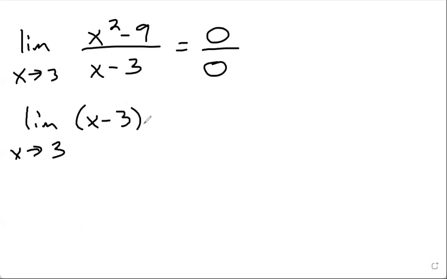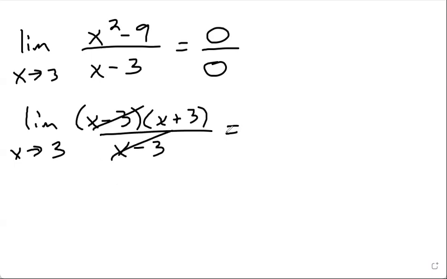So the top is a difference of squares, x minus 3 times x plus 3. The bottom is just x minus 3. Once you reduce, you plug back in. So you plug in a 3 for x, and you get an answer of 6. And evaluating these indeterminate forms, specifically the 0 over 0 indeterminate form, you're going to see that it's either going to be by factoring or by common denominator.